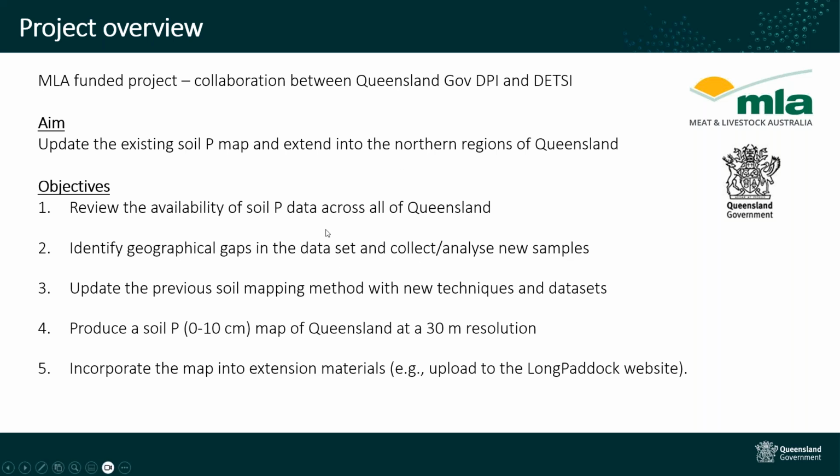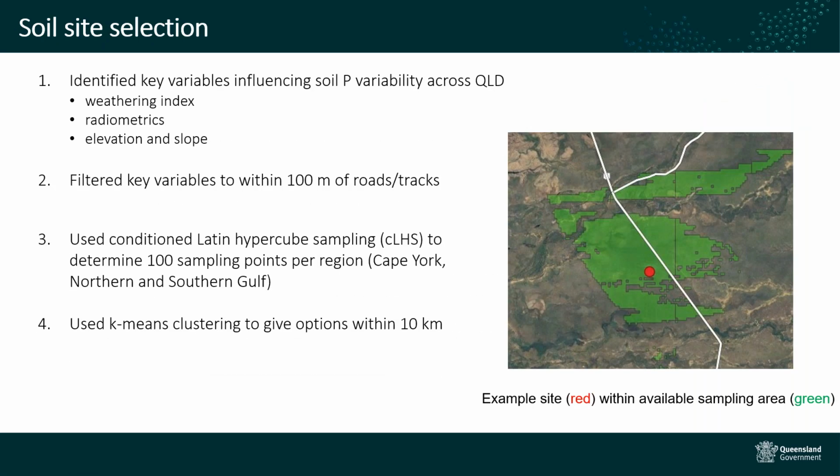With some new techniques and data sets, and then finally produce a new map across Queensland at a 30-metre resolution. So it's actually increased in resolution from 90 down to 30. And then finally incorporate these into the My Forage reports, which Grant will give an overview of shortly. So firstly, just around the soil site selection for this project. The idea here was to look at specifically the northern regions first, or primarily the northern regions.